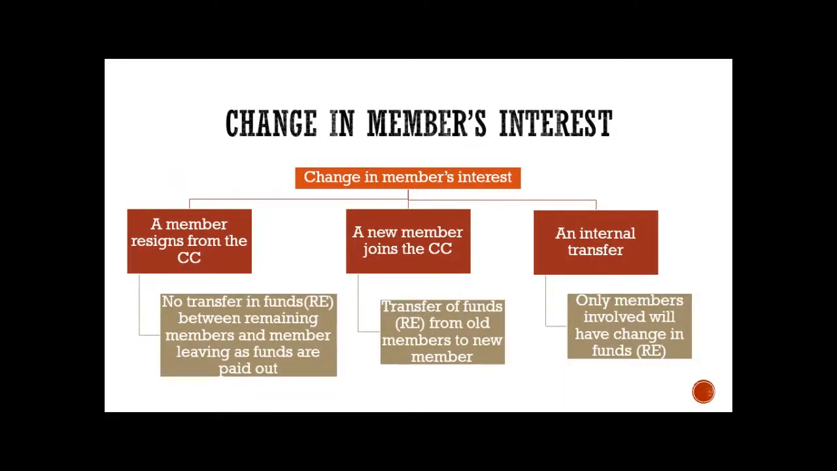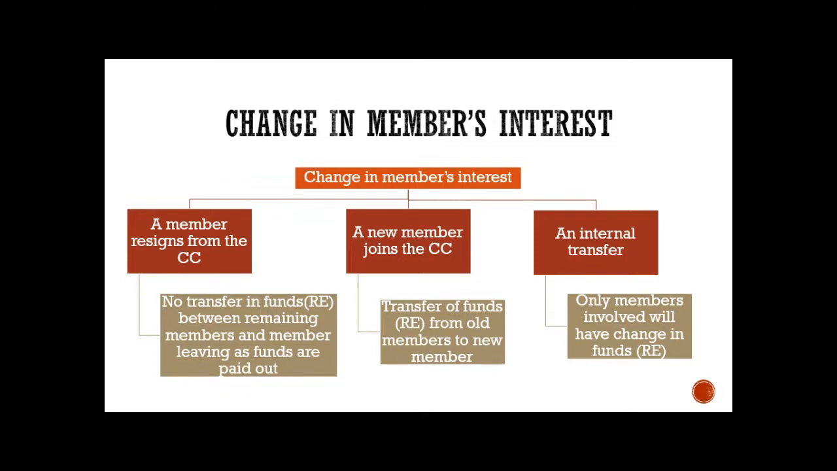Okay, there's three ways which member interest can change in a CC. The first one is a member resigns. Second one is we've got a new member that joins. And the third one is an internal transfer. Now, if a member resigns, what basically happens is whatever their member's interest is in that business gets paid out. It does not affect the retained earnings of the other members. The only thing that changes is their members' interest percentage that you need to calculate.